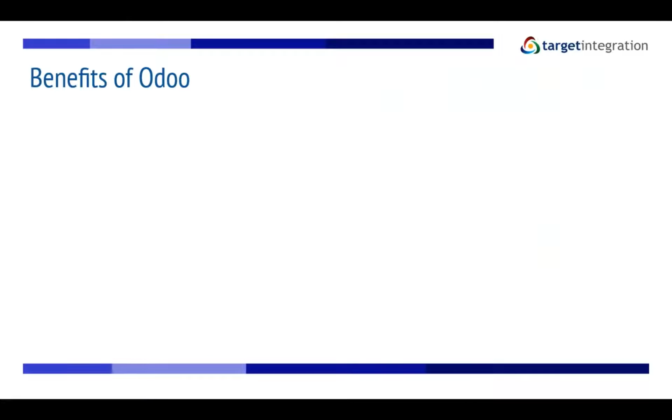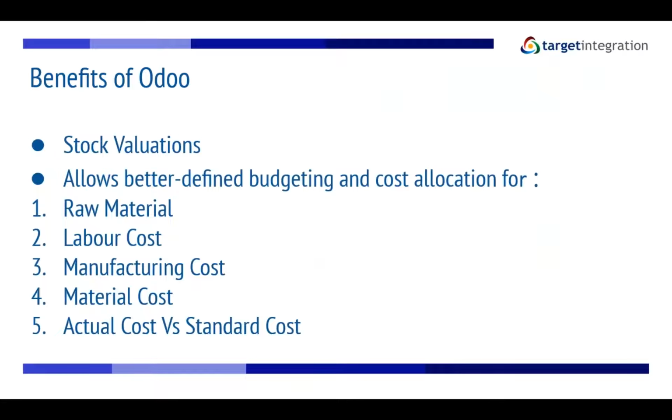So in this demo, we'll be going through the core benefits of integrating accounting and manufacturing in Odoo. Therefore, I would like to give you an overview of the same. Using Odoo as your complete ERP system integrates and centralizes data to allow management of Odoo accounting from one location to another. So you can have real-time stock valuations.